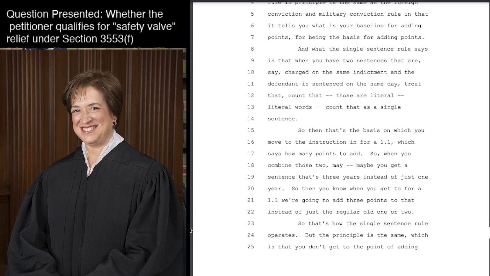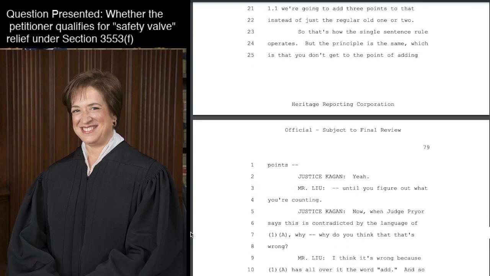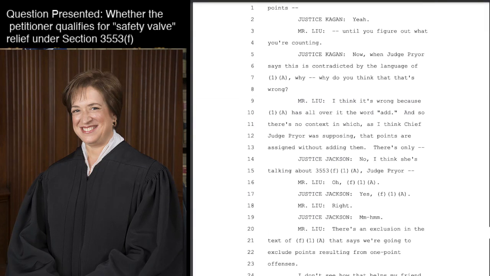many points to add. So when you combine those two, maybe you get a sentence that's 3 years instead of just 1 year. So then when you get to 4A1.1, we're going to add 3 points to that instead of just the regular old 1 or 2. So that's how the single sentence rule operates. But the principle is the same, which is that you don't get to the point of adding points until you figure out what you're counting. Now, when Judge Pryor says this is contradicted by the language of 4A1.1, why do you think that that's wrong? I think it's wrong because 4A1.1 has all over it the word add.